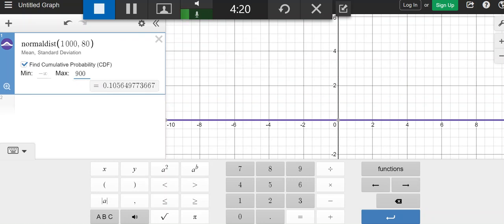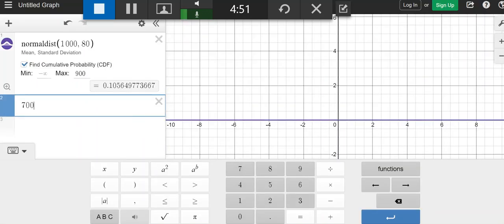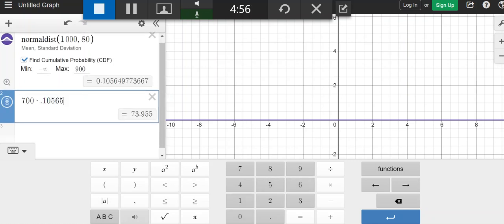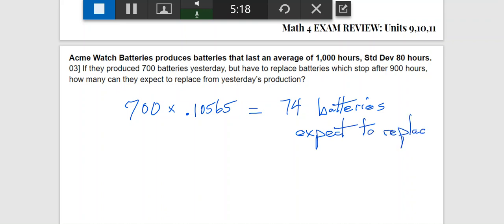And it is 10.565 percent that will fail before it reaches 900 hours. So we come back here and we say 700 times 10.565, which I'm going to go back here and say 700 times 0.10565. And that gives me 73.955. Might as well say 74 batteries are expected to go bad out of that batch. You're expecting to replace 74 batteries out of that bunch.